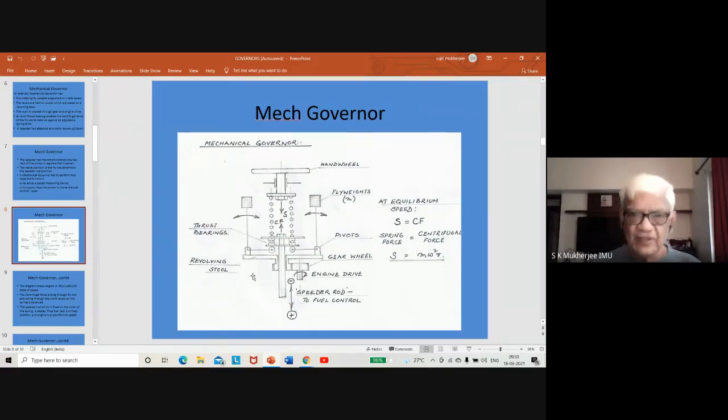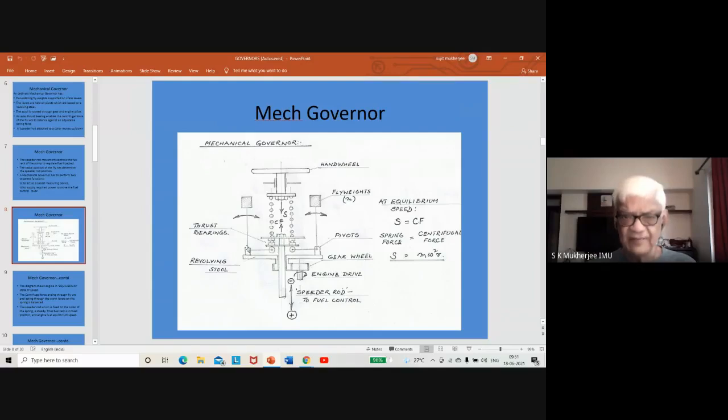So anyway, this rod will go down to increase the fuel. If it goes up, it will decrease the fuel. All right. So this is the basic concept of a mechanical governor. And the speed of the engine is being taken through an engine drive over here, through a bevel gear, through a pinion gear, and that pinion gear rotates the stool on which the flyweights are based.